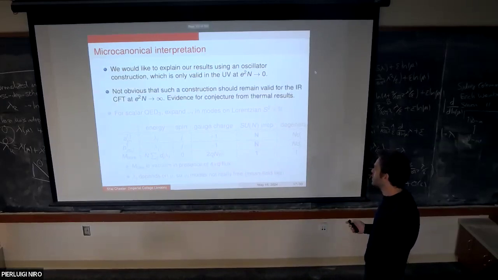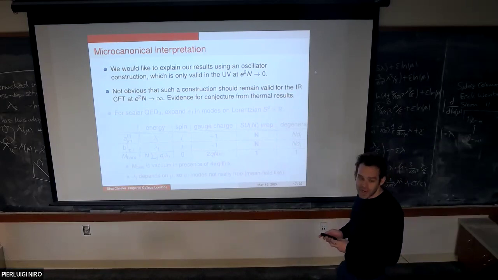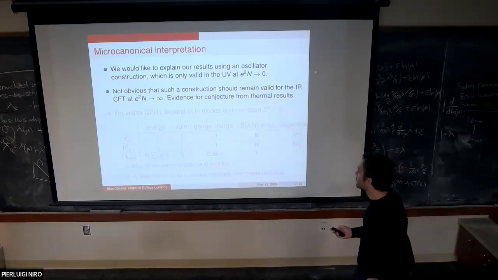And so it's not obvious that such a construction should actually remain valid in the IR CFT, because in that case, E squared times n is going to infinity. And so I would say this microcanonical interpretation is a bit conjectural, but the reason to believe it is that it actually matches our thermal results. But the point is that it's not obvious that it had to match the thermal results.